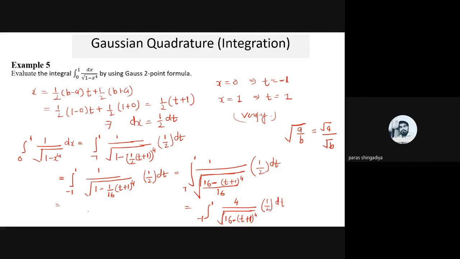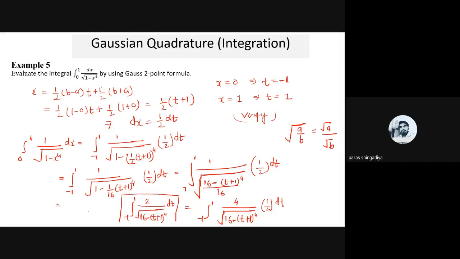And now here 4 divided by 2, so the 2 will be removed. So what remains is the integral from minus 1 to 1 of 2 divided by the square root of (16 minus t plus 1) to the power 4, into dt. Okay, so this will be your function: 2 divided by the square root of (16 minus t plus 1) raised to 4. Clear? You will get this function. Now, all of you derive the 2-point formula answer.